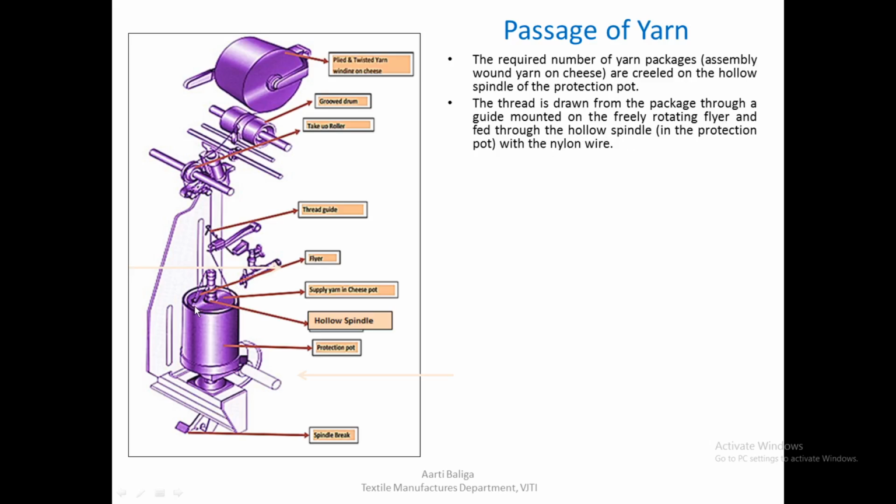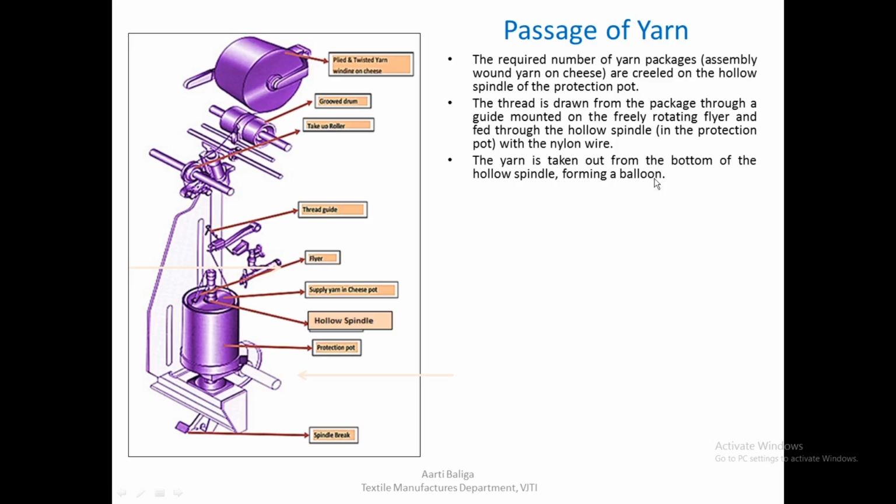So the yarn would be taken out from this particular assembly wound package, and through the flyer it will go into the hollow spindle, and fed to the hollow spindle in the protection pot with the help of a nylon wire. We'll see how this threading is done later on. How this yarn is passed through the hollow spindle right up to the bottom here.